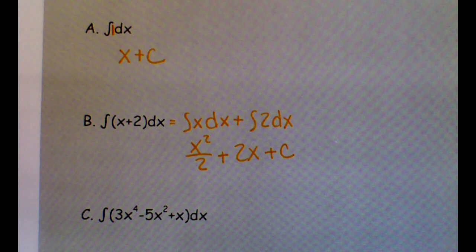Because one constant plus another constant makes a new constant. We don't know what that constant is anyway. Just put one plus c at the end of your antiderivatives.